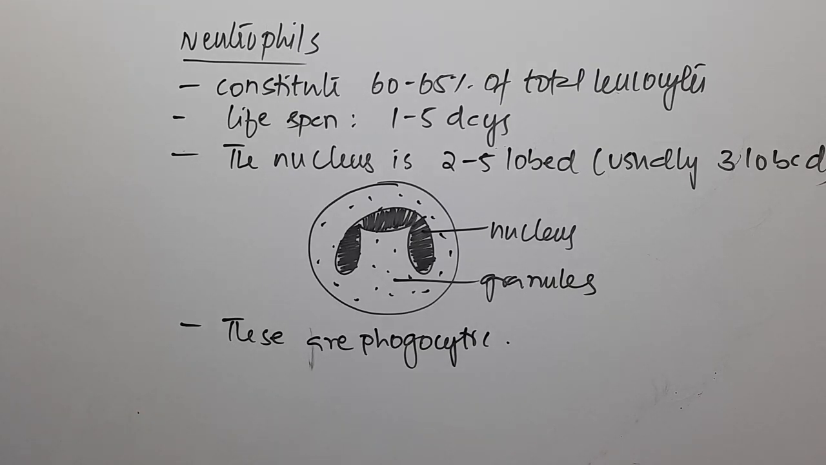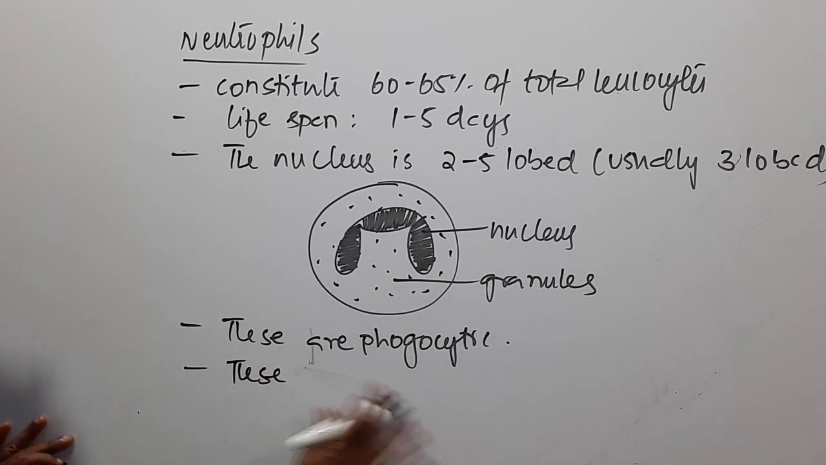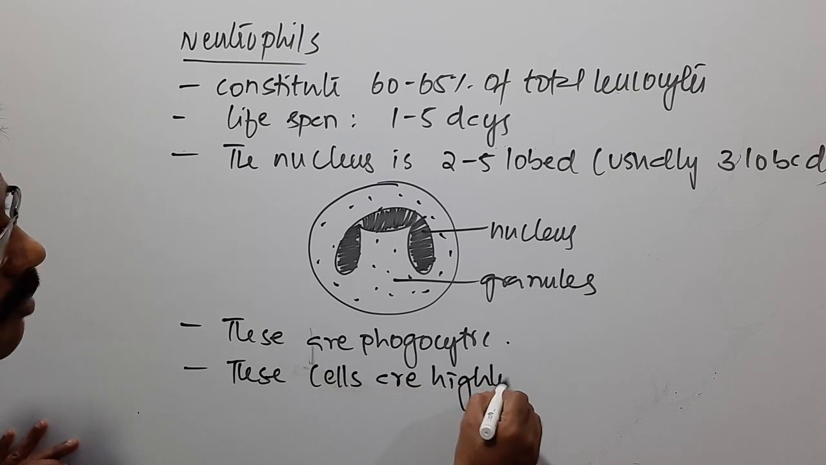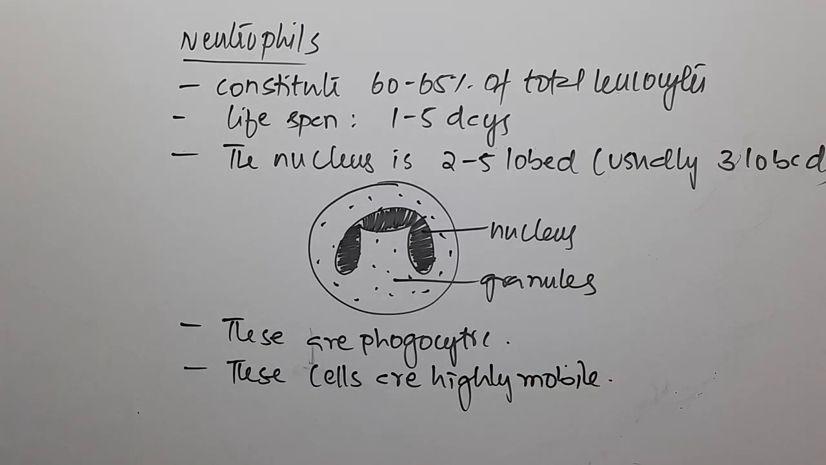Then these cells are highly mobile, and usually these are the cells that actually come to the site of injury first. So this is some little information on the neutrophils.